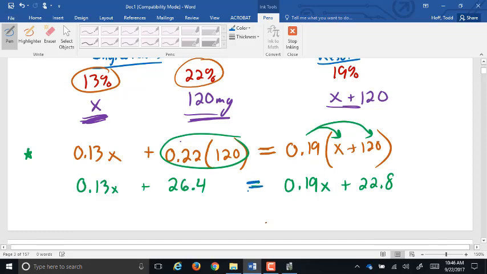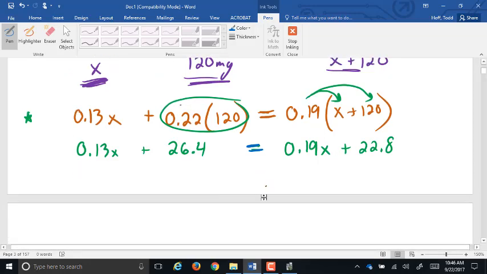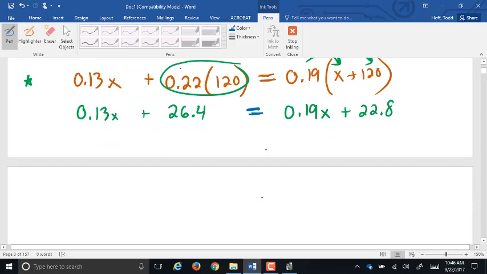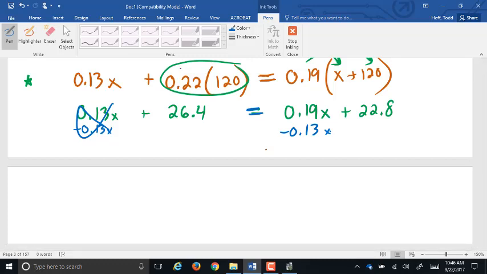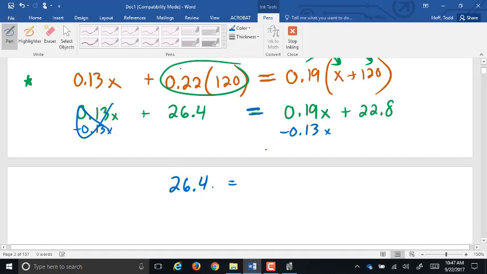We have to start to solve. But we notice there's a variable on each side of the equation yet, so we need to get rid of one of them. It's going to be the smaller one. So we subtract the 0.13. Now I get asked, what if we decided we wanted to subtract the 0.19? We would still get the same answer. It's just we'd be working with a lot of negatives in the equation. So the only reason I always subtract the smallest one is so I can avoid working with negatives as much as possible.